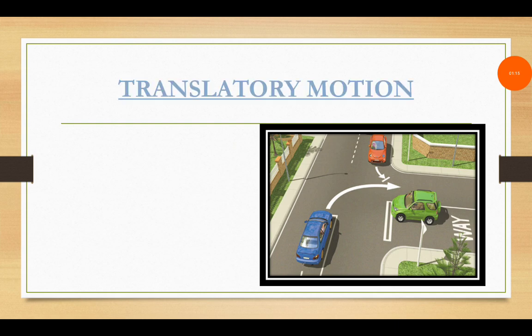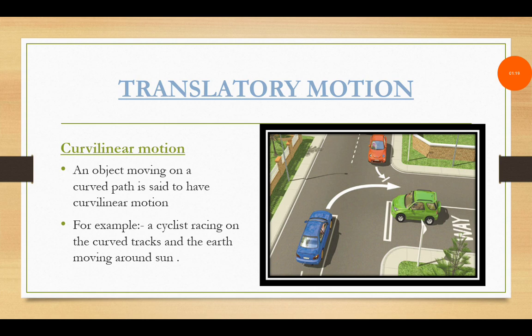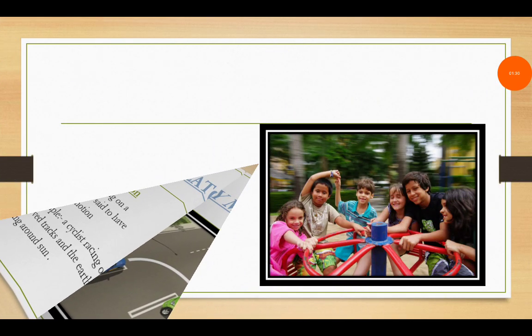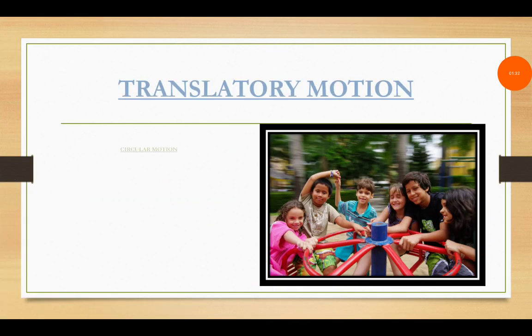Then is curvilinear motion. An object moving on a curved path is said to have curvilinear motion. For example, a cyclist racing on the curved tracks and Earth moving around the Sun. Now let's have the next one.